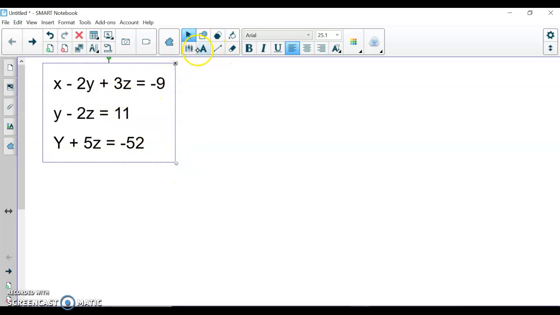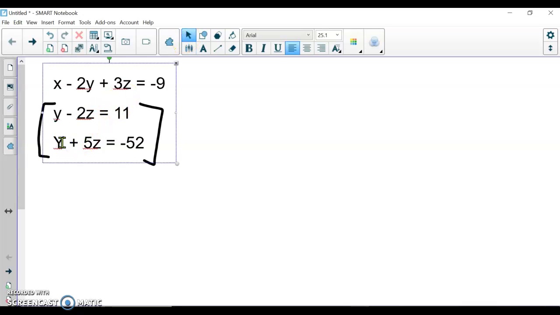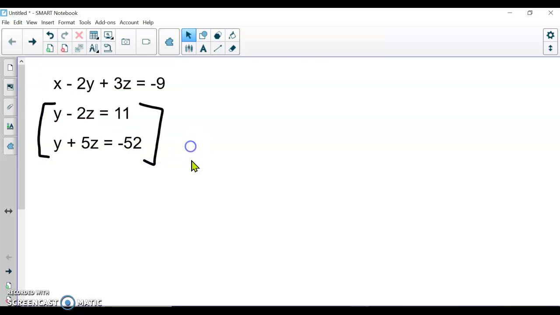So for starters, if you notice, we've already got a two-variable system down here, because only two variables exist amongst these two equations, and they're the same variable. Well, that's probably just a typo. Let me fix that. That should be a lowercase y. Okay, so there's a two-variable system here. There's two equations. We have a y and a z in one, and a y and a z in the other. The x is omitted in both cases.